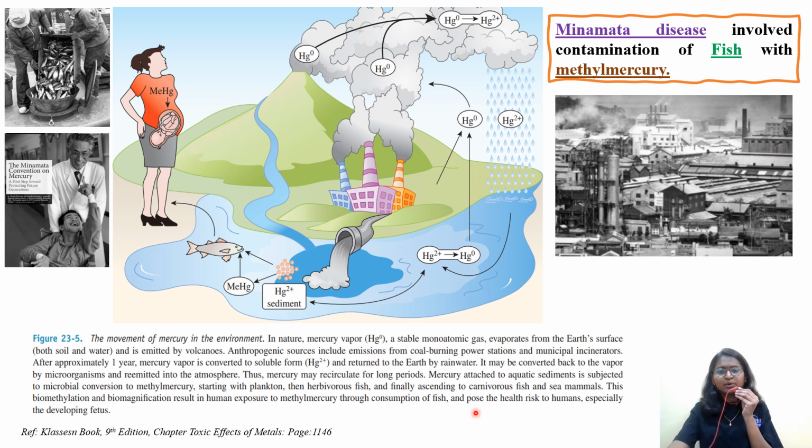Mercury attached to aquatic sediments is subjected to microbial conversion to methyl mercury. You can see first it was in gaseous form, then it converted into soluble form. Now microbial conversion is taking place and it is converting into organic mercury, methyl mercury. Okay, starting with plankton, then herbivorous fish, then finally ascending to carnivorous fish and sea mammals. So here you can see this is the best example of biomagnification, which results in human exposure to methyl mercury through contaminated fish. Whenever humans consume this contaminated fish which contains methyl mercury, they pose a health risk to the humans, especially the developing fetus.